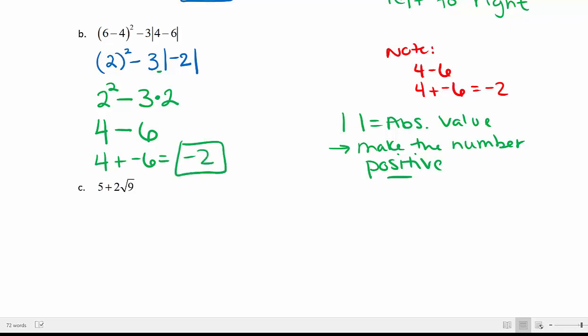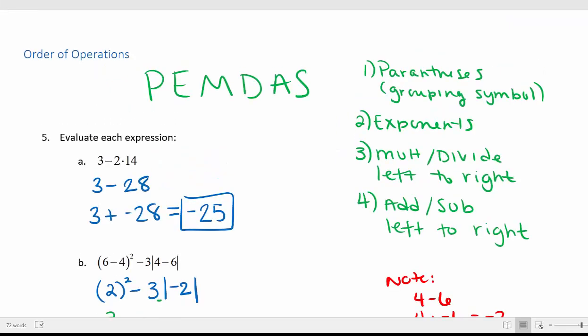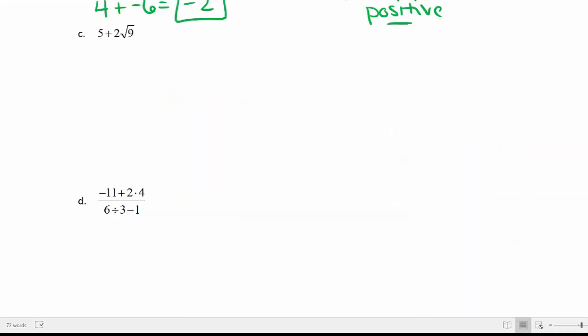All right, in part C, we have a square root. And I'm actually going to scroll back up to where I wrote down the PEMDAS instructions. It turns out square roots are actually a special kind of exponent. You can think of it as like an inverse square. And so I'm going to put that into step 2 with exponents. So square roots, we do at the same time we would do exponents. So back to part C. There are no parentheses or grouping symbols. So step 2 is exponents. That square root is like an exponent.